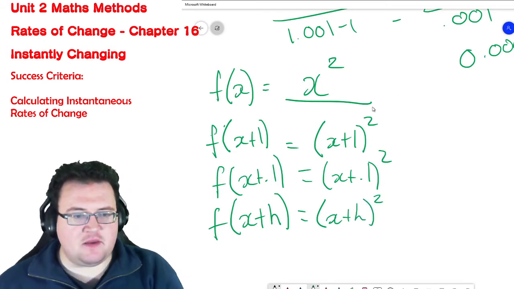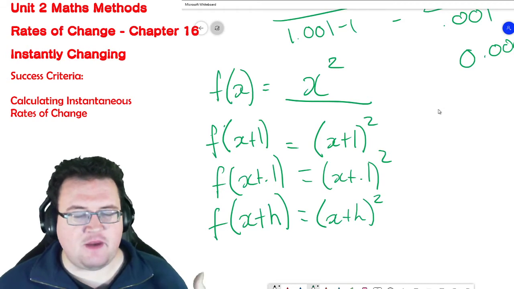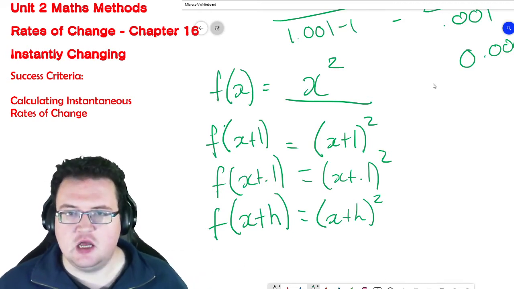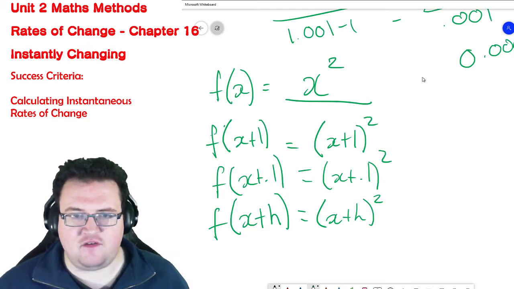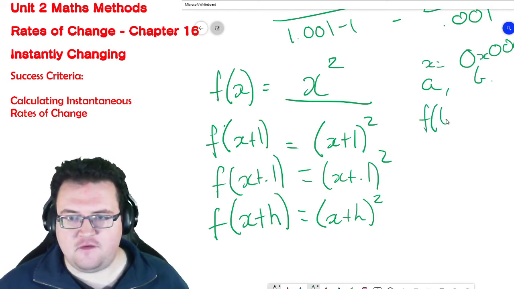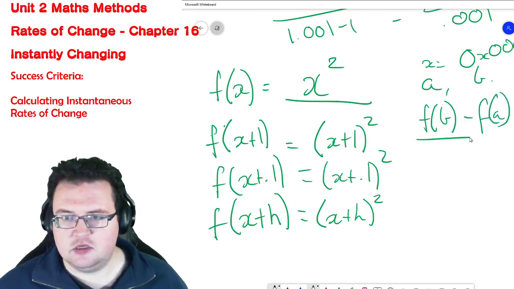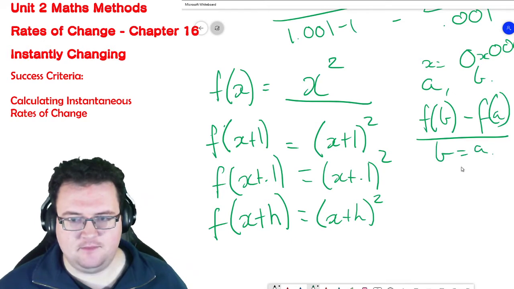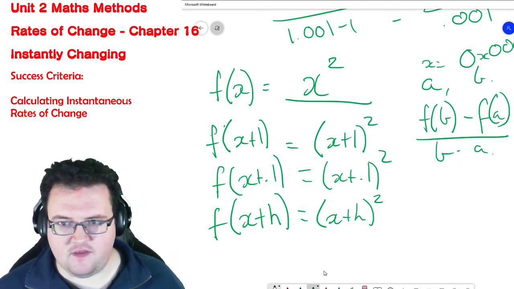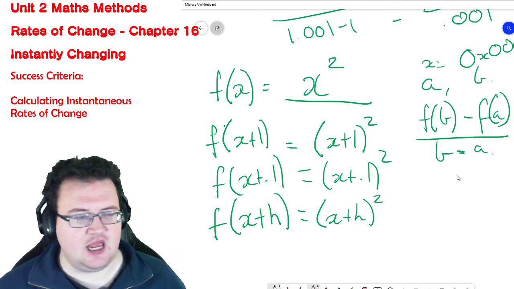Now, if we think about doing function notation using our formulas, if I have f of x and I need to find the gradient between a and b, so x is a and x is b, then I could write it as f of b minus f of a divided by b minus a. So I can write it like that, and I can get my equation.